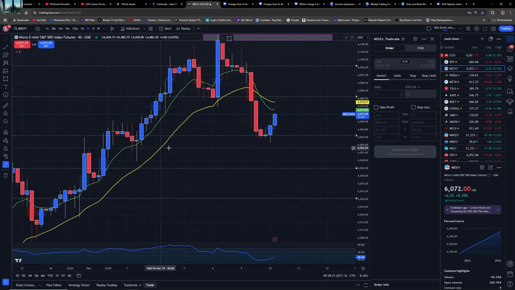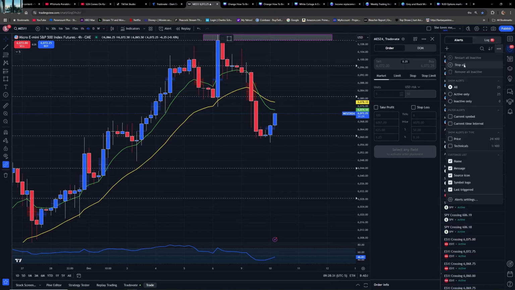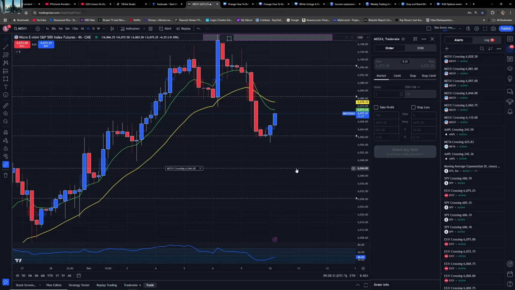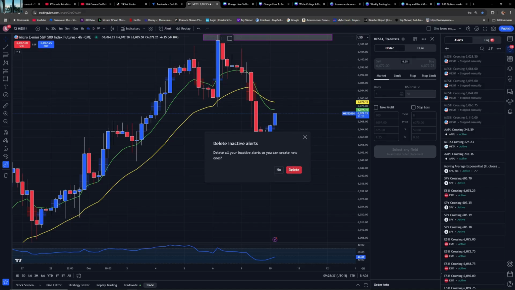go ahead and go to the 4 hour time frame because we want to be able to see it very clearly. We want to move this white line down here, and to remove these white lines all together, you'll click on this little time clock over here. You'll click on these 3 blue lines. You'll go to stop all active, click yes, and then you will go to remove all inactives, and click delete.